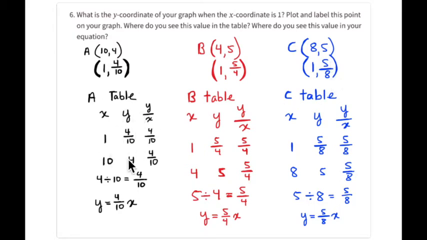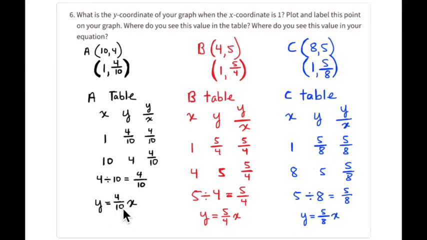So here's a little mini table to show that to you. We start out with 10 as the x-coordinate, 4 as the y-coordinate. The constant of proportionality is 4/10. When you go to 1, y is equal to that 4/10, because 1 times 4/10 equals 4/10. For B, x is 4, y is 5, so the constant of proportionality is 5/4. When x is 1, y is that constant, 5/4, 5 divided by 4. And for C, when x is 8 and y is 5, the constant of proportionality is 5/8. So when x is 1, y becomes that constant of proportionality.